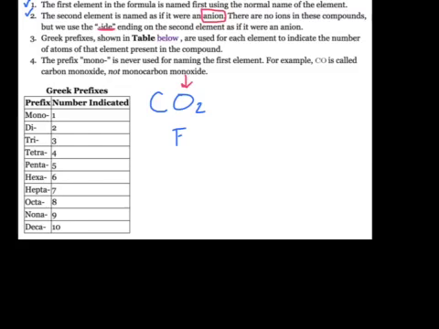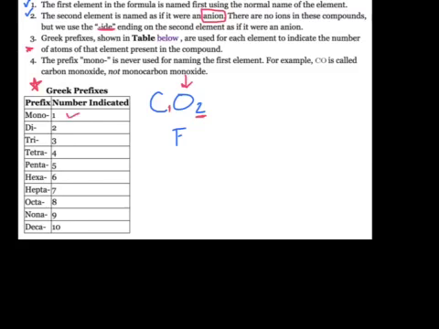Greek prefixes, shown in this table below right here, are used for each element to indicate the number of atoms of that element present in the compound. So notice, there's a 1 here and a 2 here. We need to go to rule number 4 first before we proceed. The prefix mono, which is 1, is never used for naming the first element.